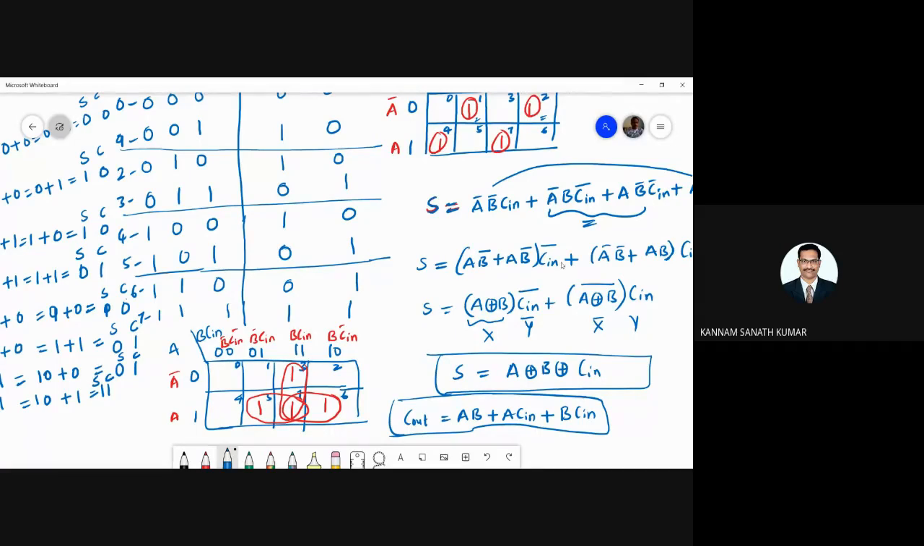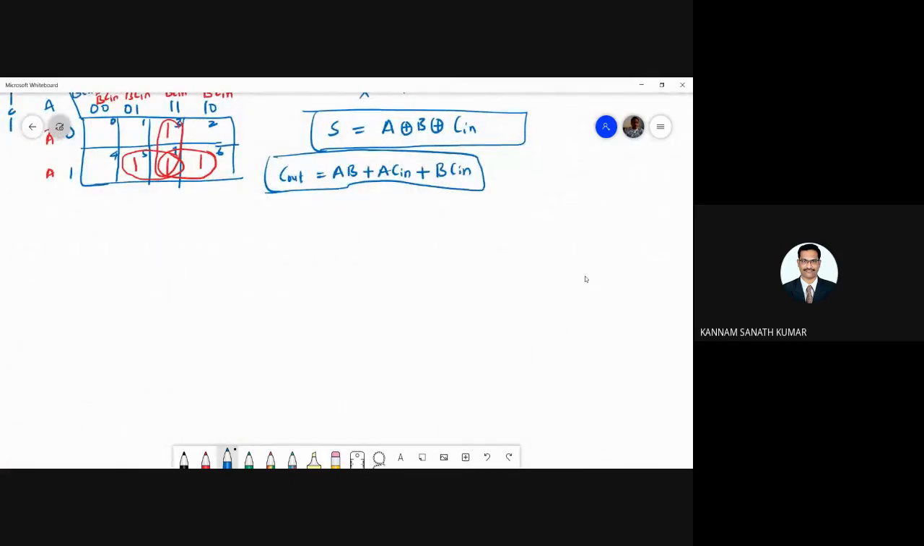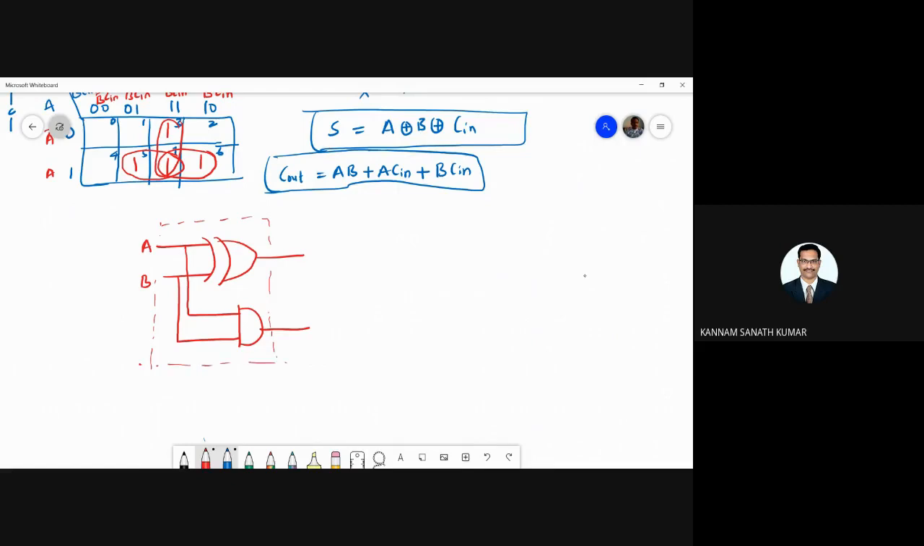Okay, so that means you can implement the full adder by using two half adders. Okay, so how you can implement? So here, you know the logic diagram for the half adder. So one XOR gate, and it is given to one AND gate. So this is A and this is B. Okay, so this makes one half adder.